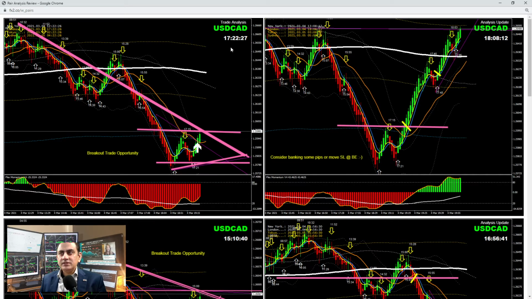I did this analysis. You can see here after the news, when we see the dollar strengthening, I explained to my traders, look for this breakout. As soon as the price breaks above the previous high, we should be banking, taking some profit, as you can see here.